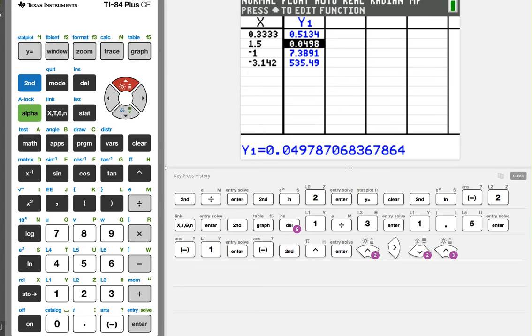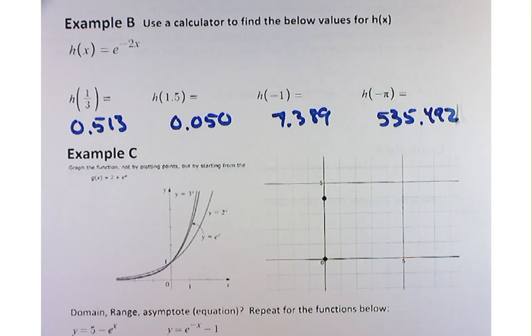Then 7.389, and the last one is 535 point something, but it doesn't look like it's giving us enough digits. So if you need more digits, put the cursor on that, and on the bottom row of your calculator, it'll give you as many digits as you could want. And so Noah, how would I round this to the nearest thousandth place? Two, right? Yeah. So 535.492. Beautiful. So overall, your numbers should look like this for that first one.